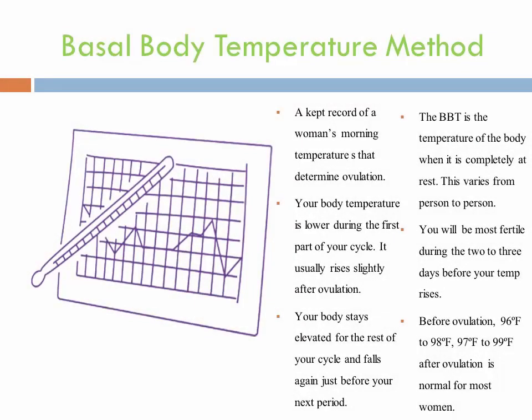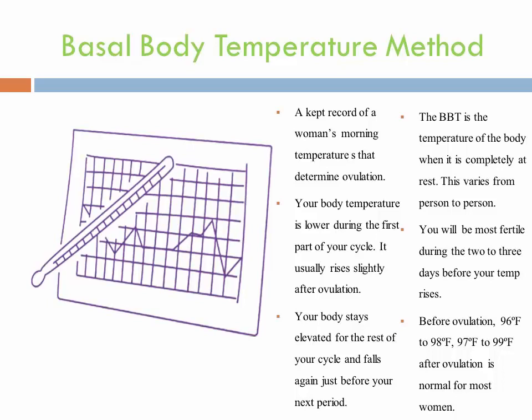These are safe days. The basal body temperature method is a kept record of a woman's morning temperatures that determine ovulation. Your body temperature is lower during the first part of your cycle. It usually rises slightly after ovulation. Your body stays elevated for the rest of your cycle and falls again just before your next period. The BBT is the temperature of the body when it is completely at rest. It varies from person to person. You will be most fertile during the 2 to 3 days before your temperature rises.